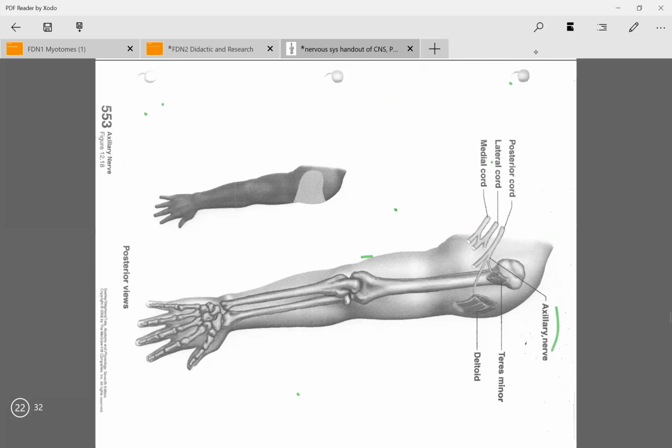Okay, so axillary nerve is C5 nerve root. For muscle innervation, it's deltoid. So that's motor. For sensory, it's that area of the arm. How do you test for sensory? Q-tip.